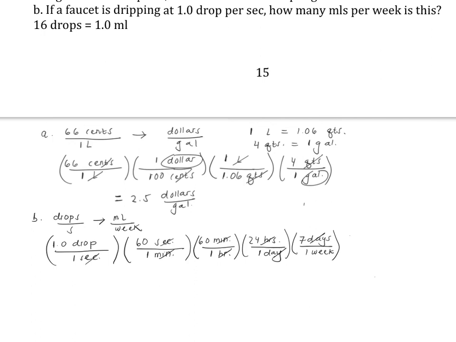And we know what's given in the problem, that 1 mil is equivalent to 16 drops. So that means our drops cancels out and we're left with milliliters in the numerator and week in the denominator. You plug this in your calculator and it's 3.8 times 10 to the 4th mils per week.